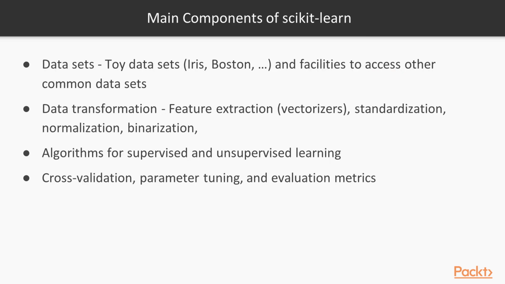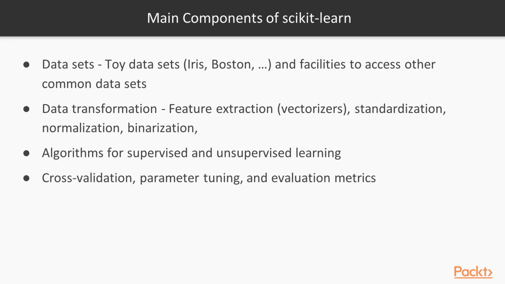The library comes with options for an easy access to data. In particular, some of the standard well-known datasets, like the Iris dataset or the Boston House Prices dataset, are already included in scikit-learn. The library also provides the access to other common datasets. Scikit-learn provides the facilities for data transformation activities like feature extraction, standardization, normalization, and binarization. These notions of data transformation are more or less standard in machine learning, and scikit-learn simply offers an easy-to-use implementation.